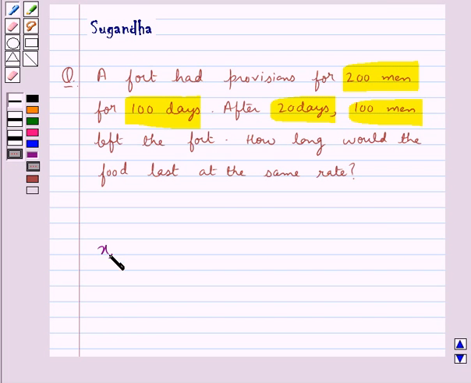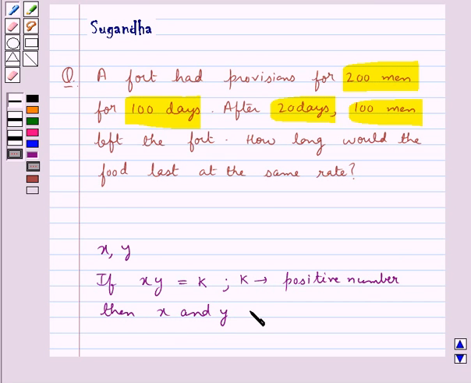Now given two quantities, x and y. If an increase in x causes a proportional decrease in y, and vice versa, in such a manner that the product of the corresponding values remains constant, then we say x and y are in inverse proportion, or we say if x into y is equal to k, where this k is a positive number, that is, it is a constant, then we say that x and y vary inversely.